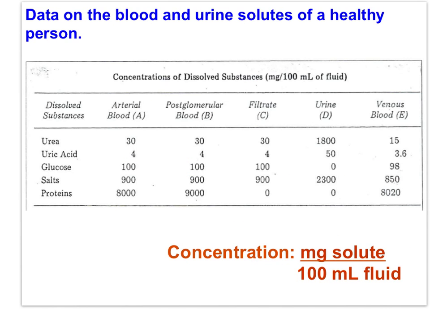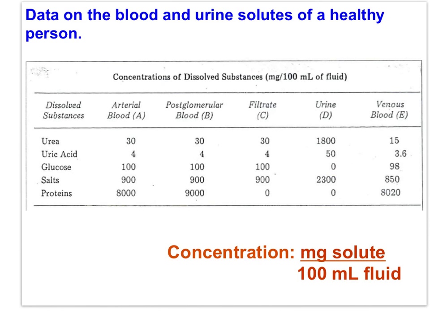Here is a table showing the concentrations of various substances in the blood from various regions of the kidney. Here are the concentration units, but let me just refer to the numbers without the units for clarity of communication. In a healthy person, blood arriving to the kidney has 100 units of glucose, and the filtrate has 100 units of glucose, but urine has 0 units of glucose.